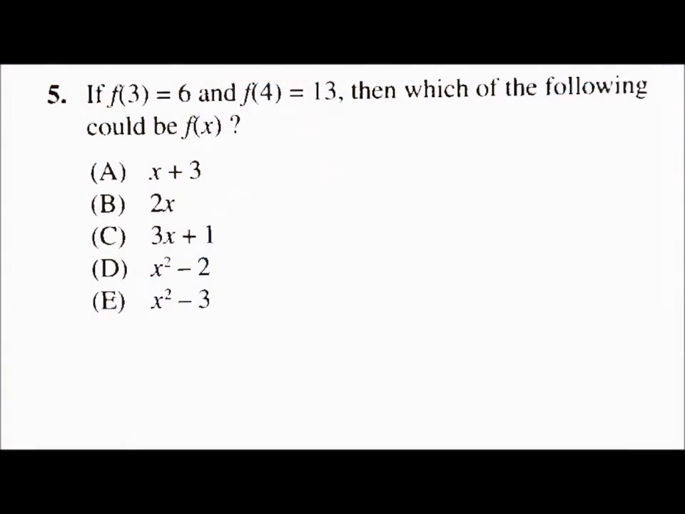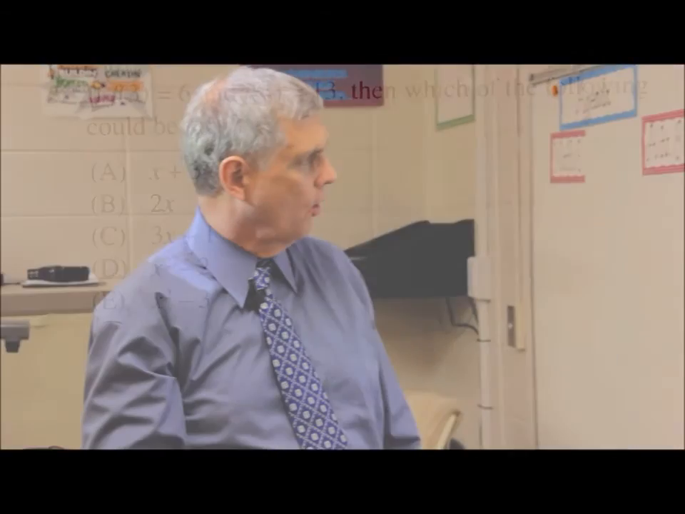Okay, here we have another example. If f of 3 equals 6 and f of 4 equals 13, then which of the following could be f of x? Now, here's your possible generating machines. The 3 and the 4 are your inputs, and the possible outputs are your 6 and your 13. So, what we do here, and you can do it rather quickly, is just a matter of substitution.